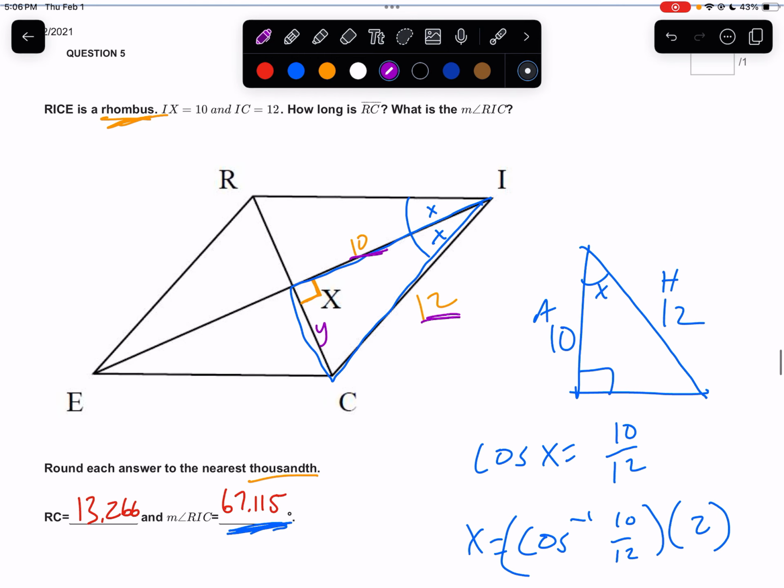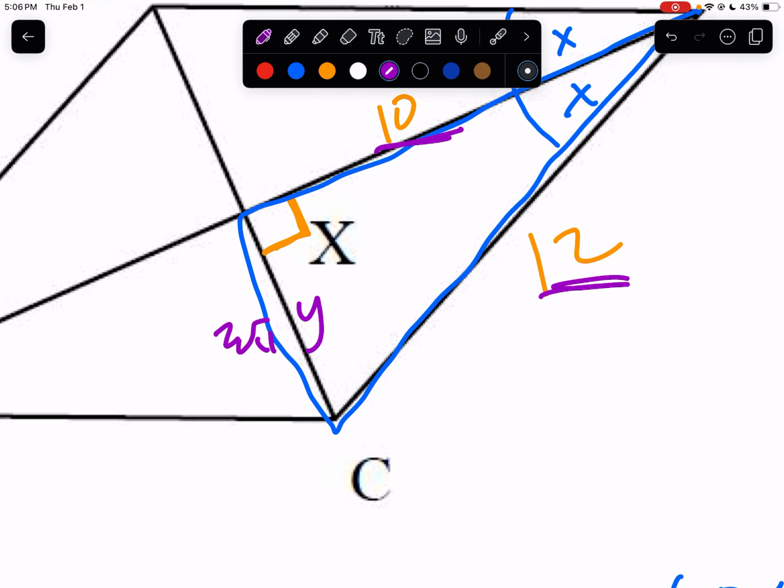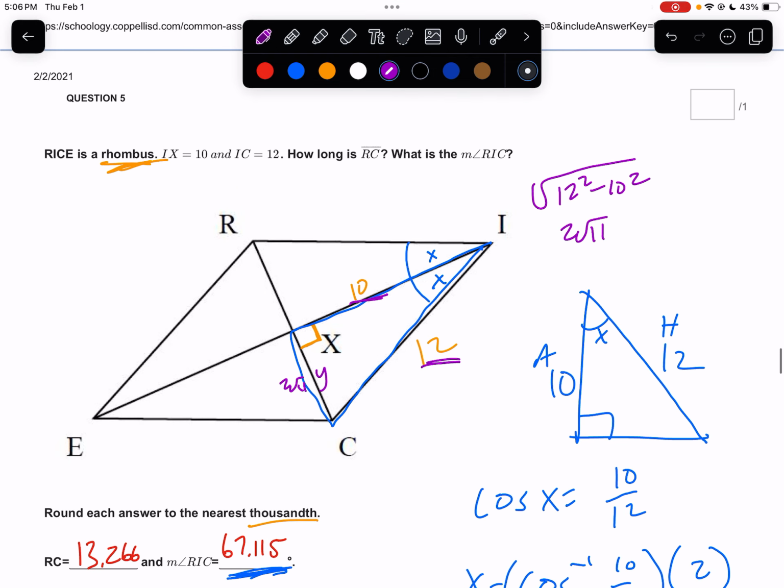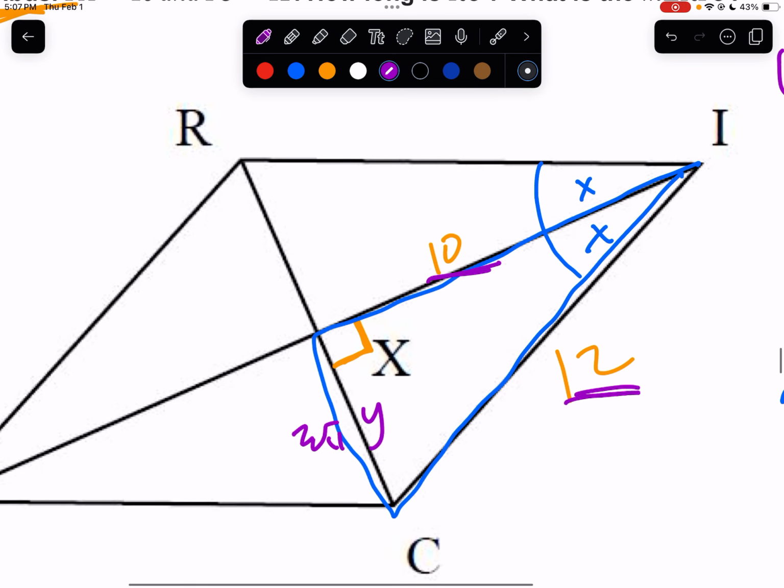Because I know the hypotenuse, I'm going to do the square root of 12 squared minus 10 squared. The square root of 12 squared minus 10 squared is 2 root 11. So this is 2 root 11, but on a rhombus, because it's a type of parallelogram, the diagonals cut each other in half. So if that's 2 root 11, this is also 2 root 11. You have to know a lot of properties to get these right.